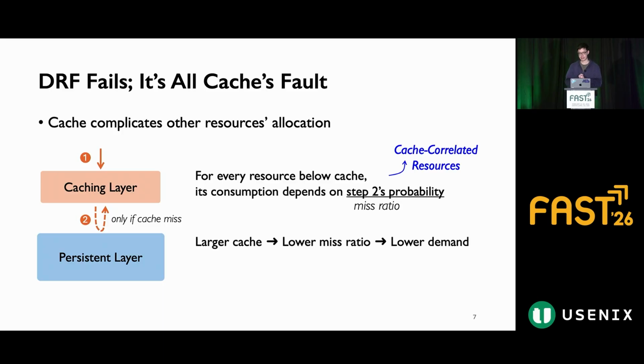This means that if a tenant is allocated a larger cache, it will have a lower miss ratio and eventually a lower demand. Effectively, the demand vector is not a vector of constants. It's a vector that is parameterized by the cache size. And that is the root of all the complexity.